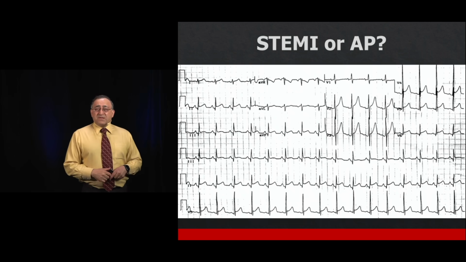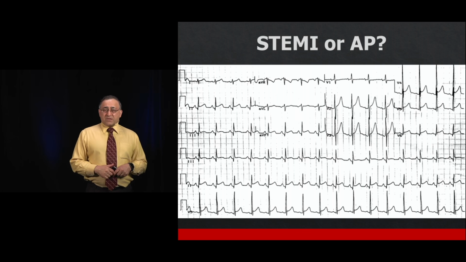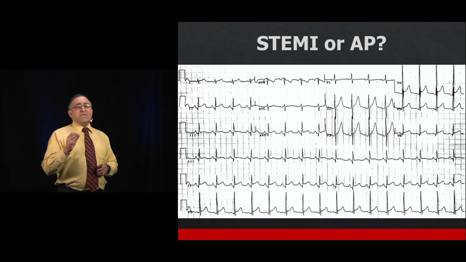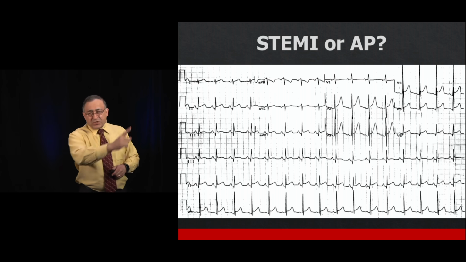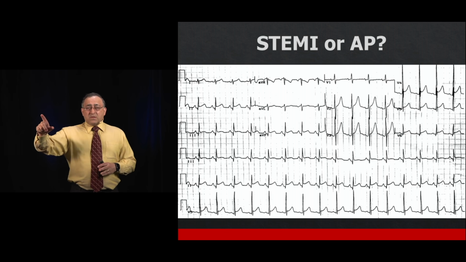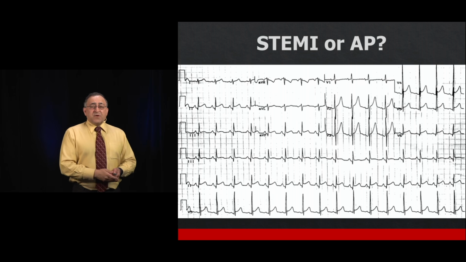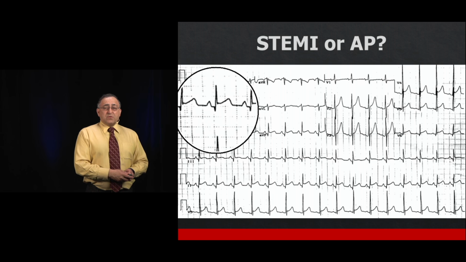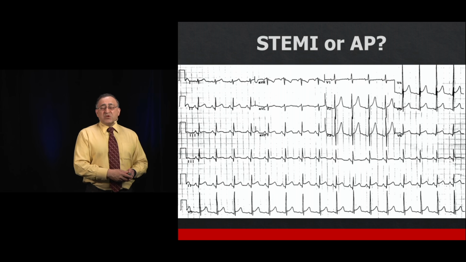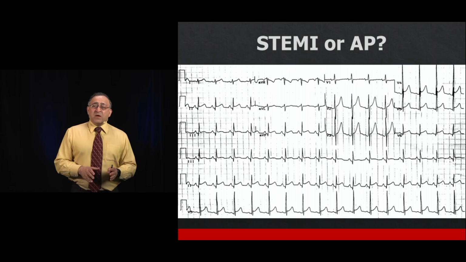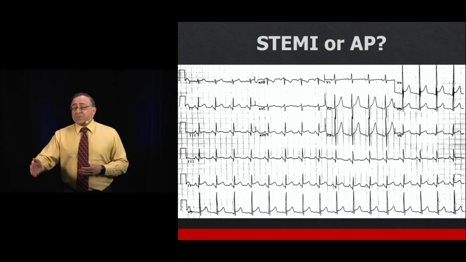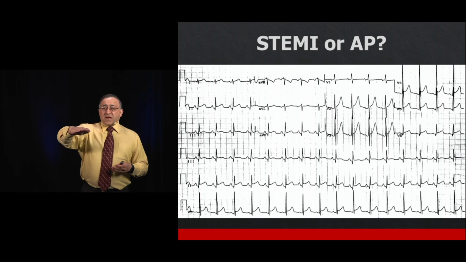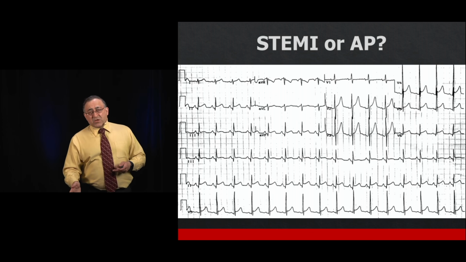Next case, STEMI or acute pericarditis. Well, if you go through your stepwise approach, again, let's ignore AVR and V1. Do you see ST depression in any of your other 10 leads? The answer is no. Is there ST elevation in lead 3, which is greater than in lead 2? And the answer is no. It's actually kind of the other way around, so we can't conclude anything. Next step. Do you see any horizontal or tombstone elevation?